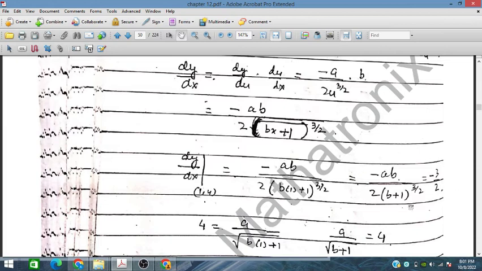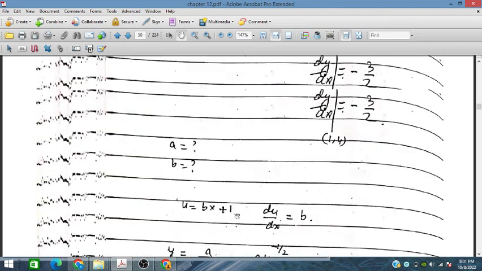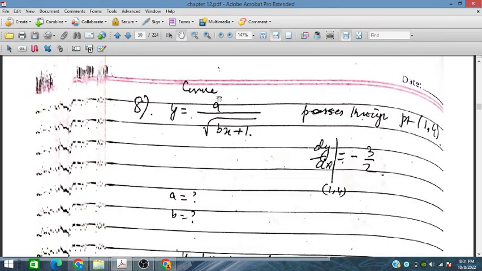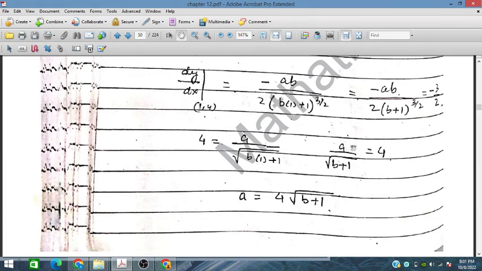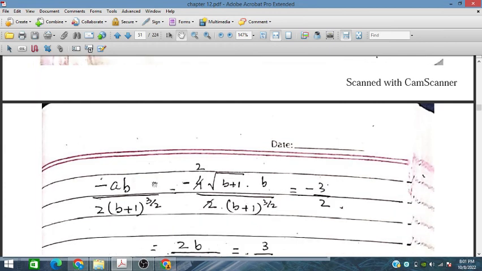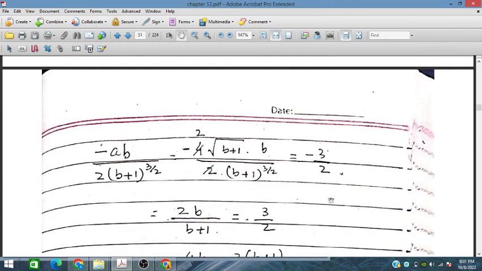So this is one of the equations obtained, and the second one is by substituting the value 1/4 here in this curve, placing 1 here and y is equal to 4. As a result of that we have this equation. From this equation, on simplification, a times (b plus 1) is 4, so a is equal to 4 over the square root of (b plus 1). In place of this a we can place this value, and by placing it appropriately we have obtained this.